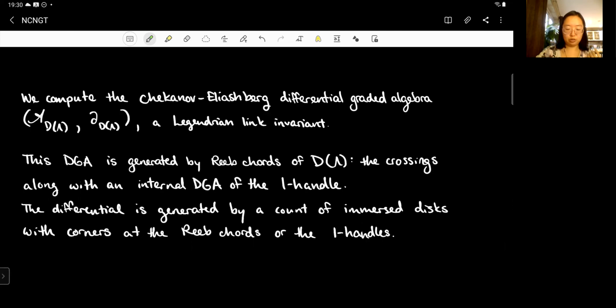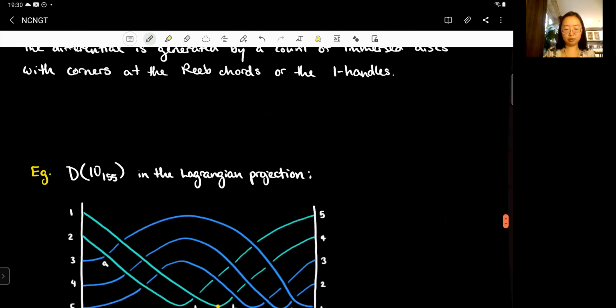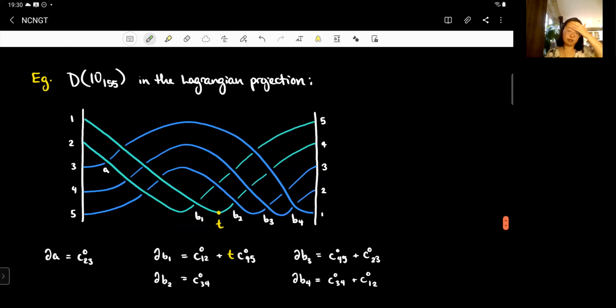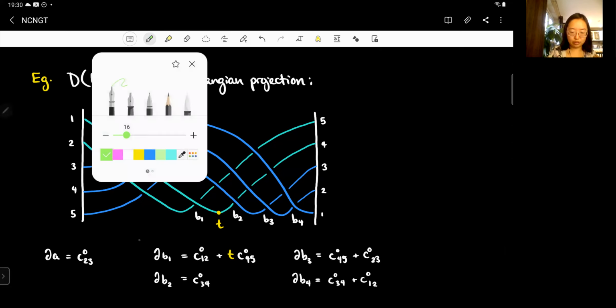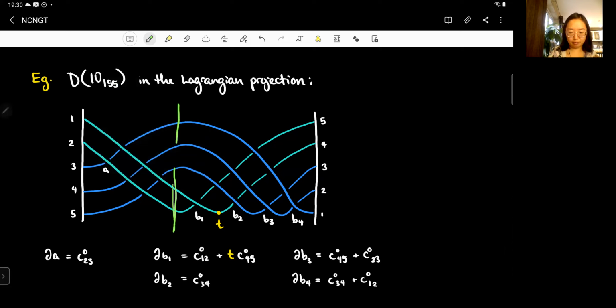So let me show you an example or some examples. So here again is the 10-155 curve. I've taken the diagram we saw before and I've drawn it in the Lagrangian projection by adding a half twist. This was written down in a paper by Ekholm and Ng. And you can see that this is just the previous diagram plus this additional half twist here.